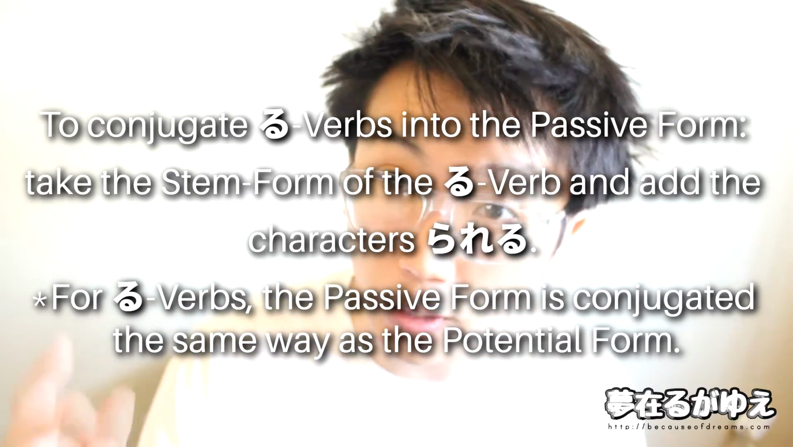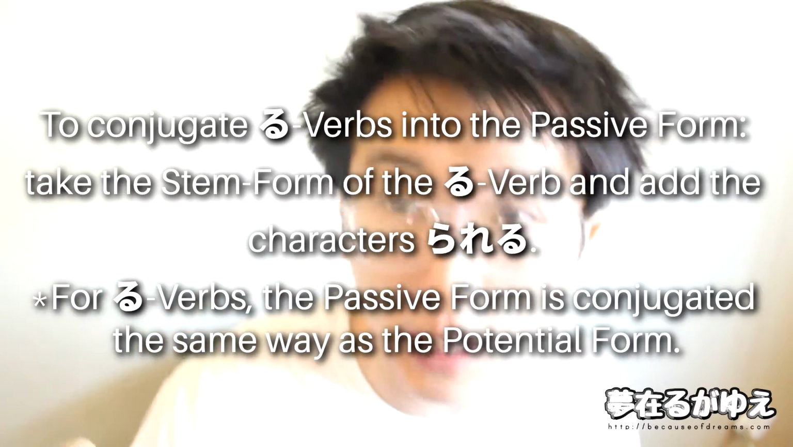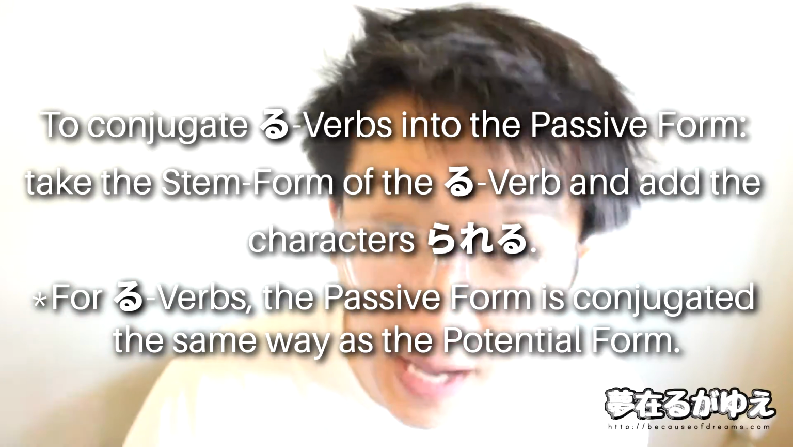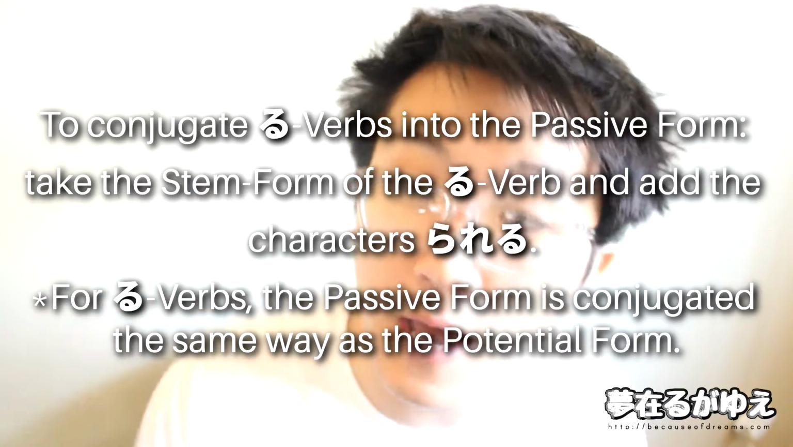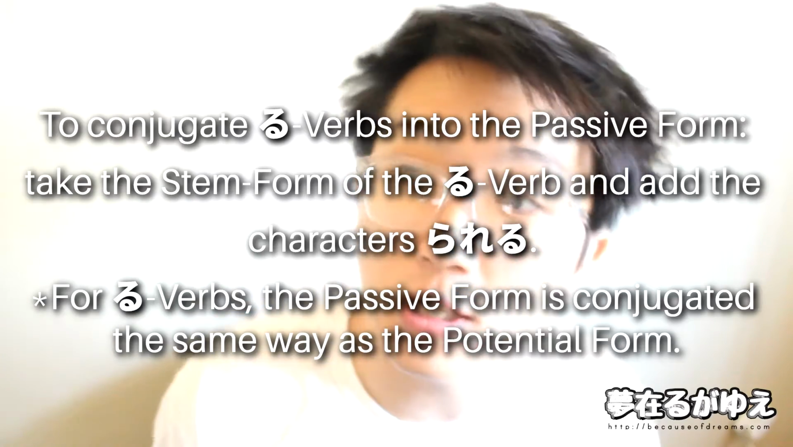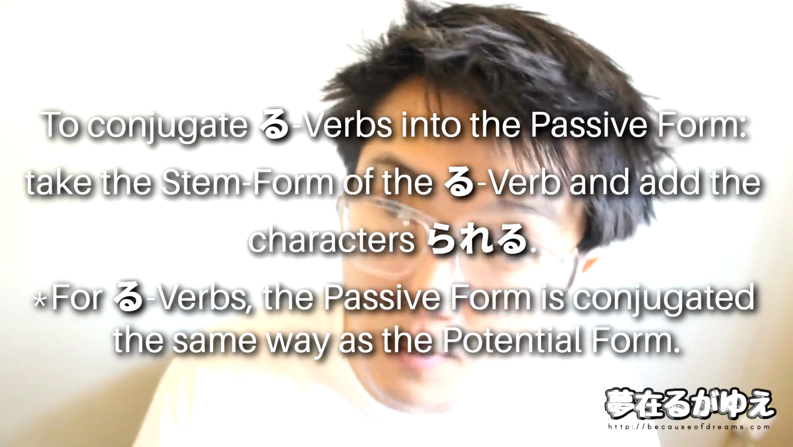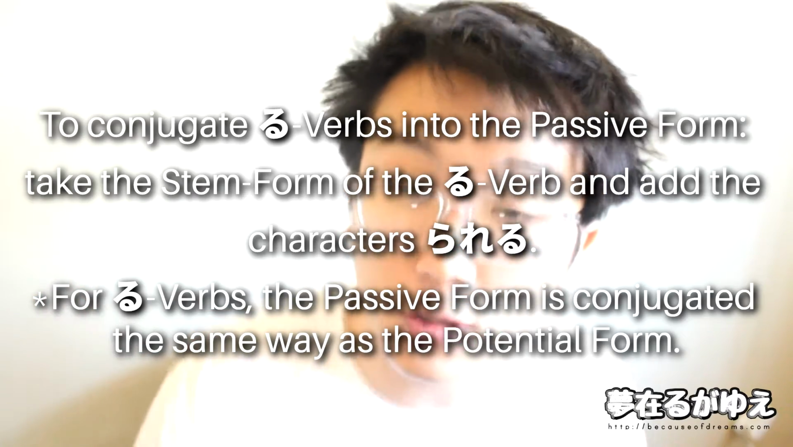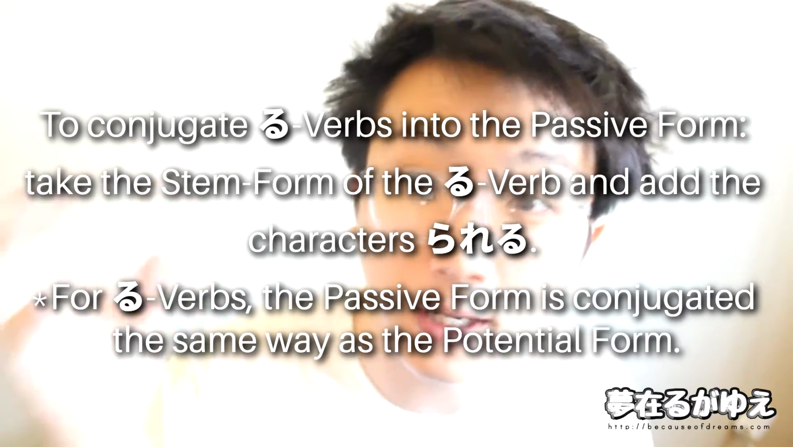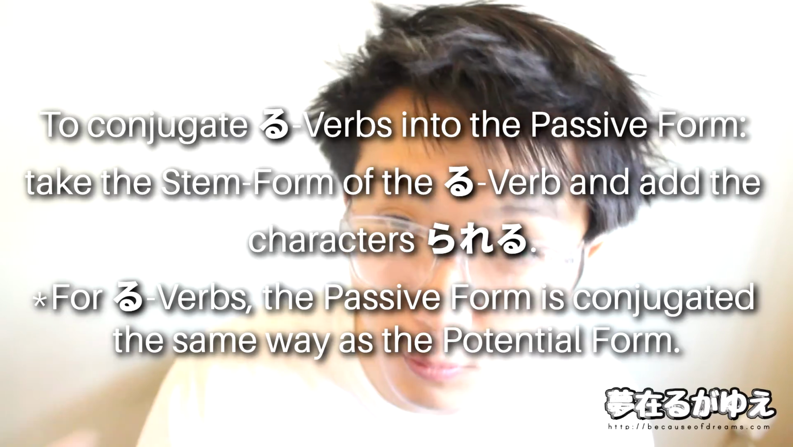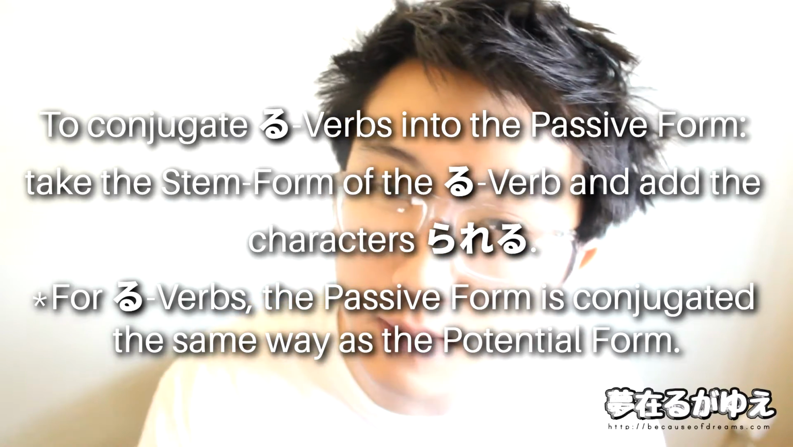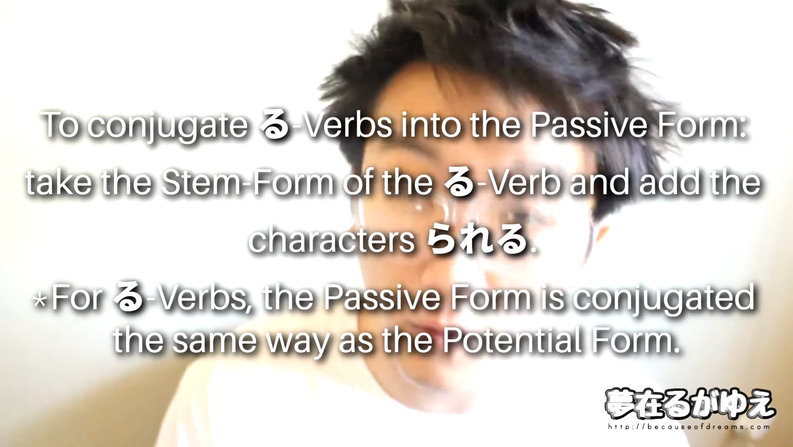So in order to conjugate a ru-verb into its passive form, we're going to take the stem of the ru-verb, which is basically just dropping that final ru character at the end of its dictionary form, and we're going to replace that with the characters ra-re-ru, the character ra, the character re, and the character ru. And again, this is going to be the exact same thing you would do to get the potential form of a ru-verb. So with that explanation said, let's just quickly turn a couple of ru-verbs into their passive form to get a feel of this.